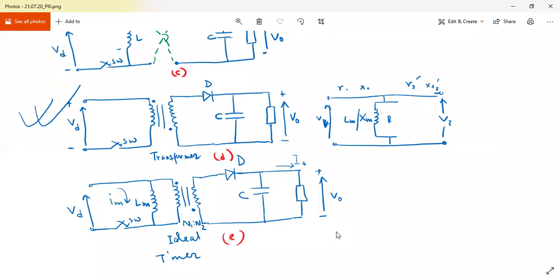PWM, I have some time, I will discuss the PWM part. Okay, so I will share this note. You just try to understand how a non-isolated DC-DC buck-boost converter can be converted to an isolated flyback converter having unipolar switching. So next, I will discuss.